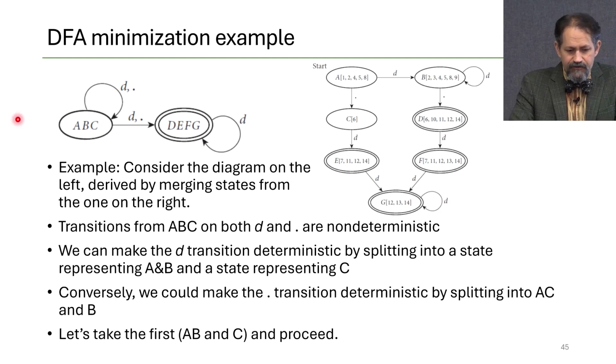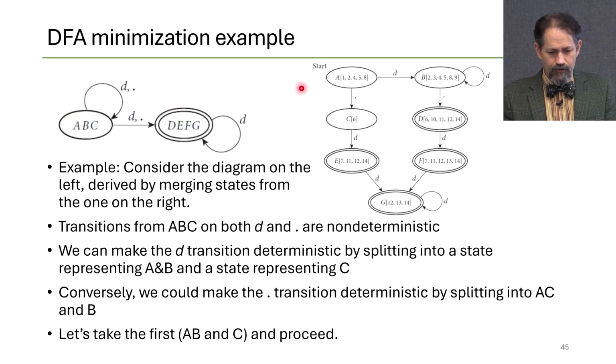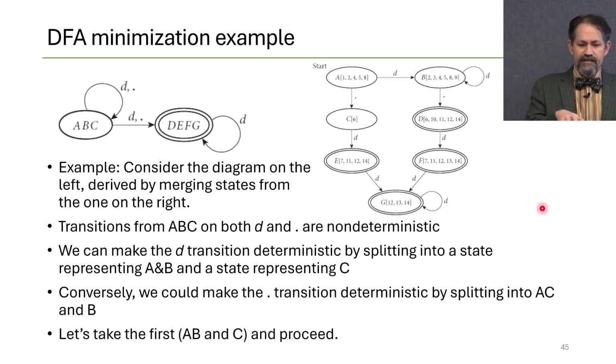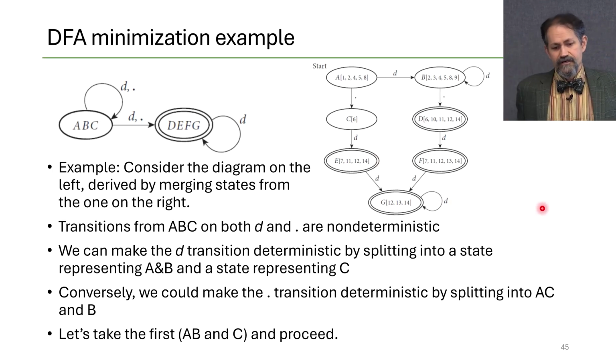So it turns out we can make the D transition deterministic by splitting it into a state that represents AB and a state representing C. And if we look at the original diagram, we can see why, right? So the D transition, if we merge A and B, then D stays within A and B, because we go from A to B and then we stay within B. And then if we're in C, the D transition moves us to D, E, F, G, right? So we can split ABC into AB on the one hand and C on the other hand, and then we'll make this transition deterministic.